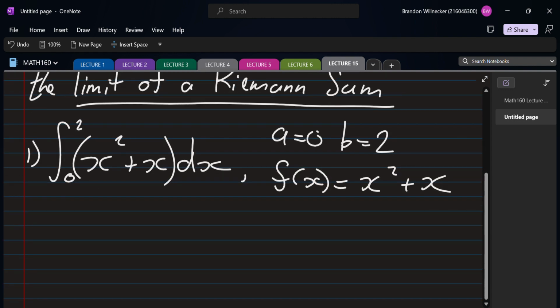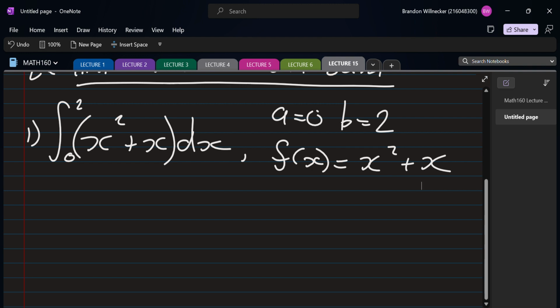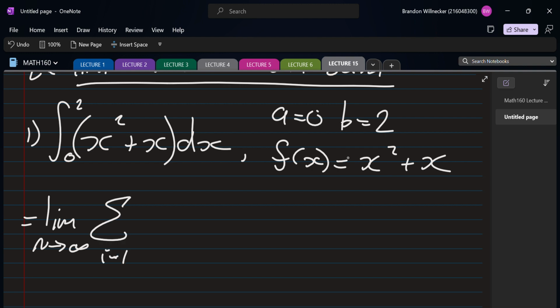Now, that's the new notation on the left here. This stuff on the right, we know how to work with that. We know if we have a and b and the function, we can then calculate it from the limit. So let's do that. This is equal to the limit as n goes to infinity of the sum i equals 1 to n, f of x_i delta x. That's just the definition. We can use that. Now we need to calculate what these things are.